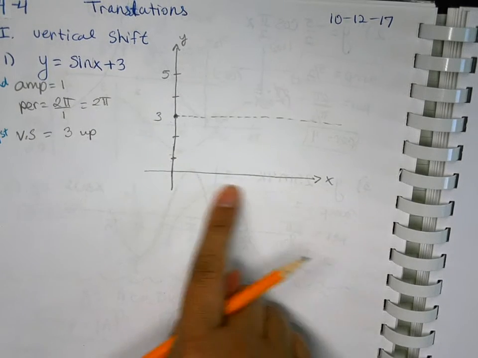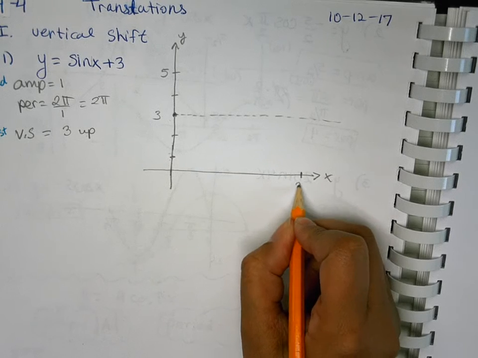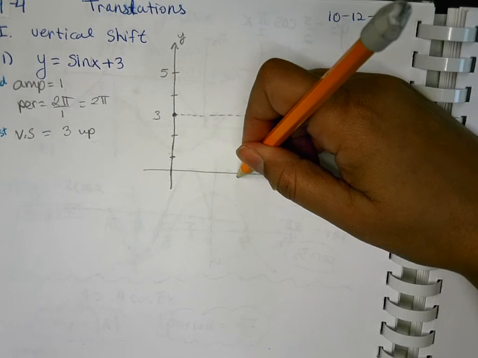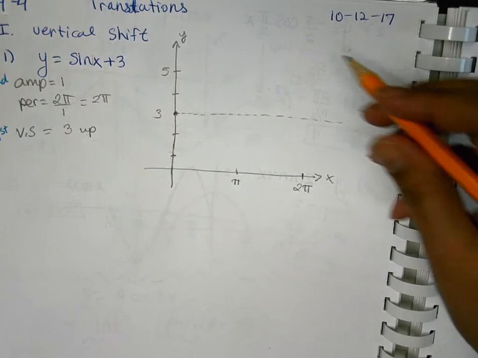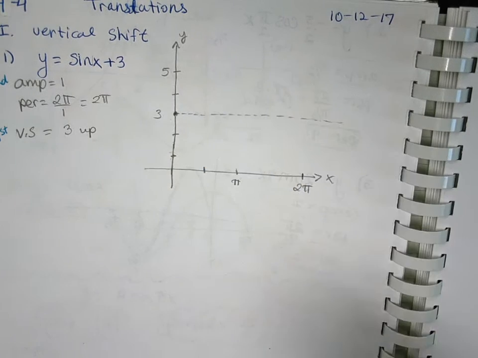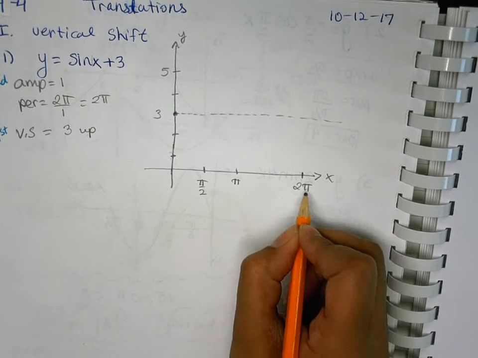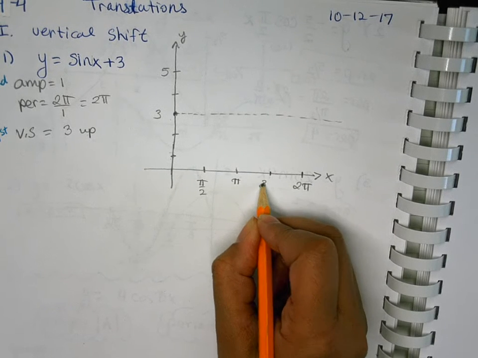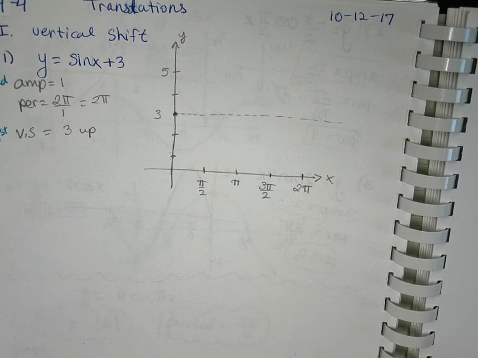And what did I forget to do? Got to label down here. What's my endpoint? 2 pi. And 2 pi cut in half, pi, and pi cut in half, pi over 2, 1 over 2, 2 over 2, and this is 3 pi over 2. Yes or no? All right, so 0.